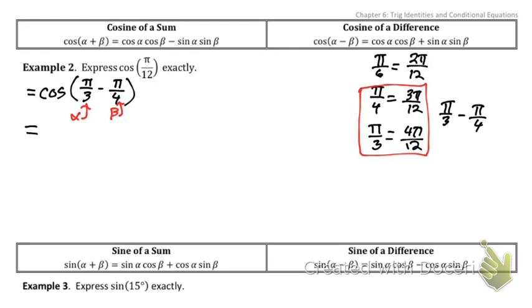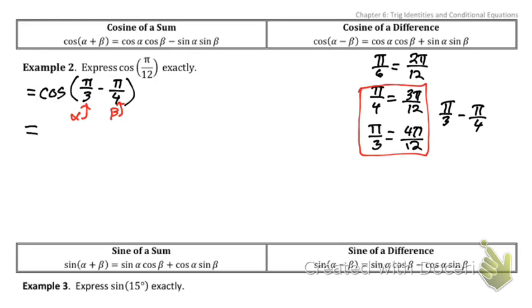All right, so I have a negative sign. I'm subtracting angles, so we're actually using an addition sign. That's where it gets a little confusing with cosine. So we're going to do cosine of one of the angles times cosine of the other angle plus sine of the angle times sine of the other angle.